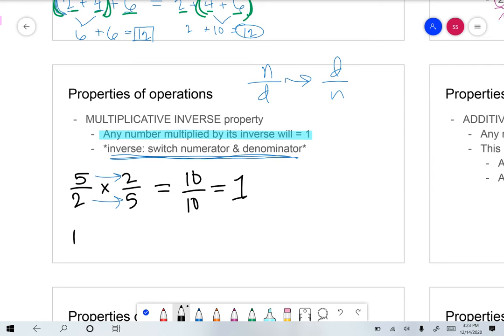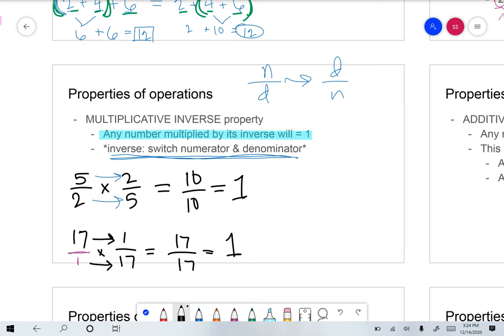Let's say we have the number 17. Now, this one's slightly different in that we have a whole number 17. So think back to the invisible math, right? If you ever have a whole number, it's the same thing as saying that whole number over 1. So the inverse of that then would be 1 over 17. So if we multiplied 17 by its inverse, 1 over 17, we would get 17 times 1 is 17. 1 times 17 is 17. We would get 1.